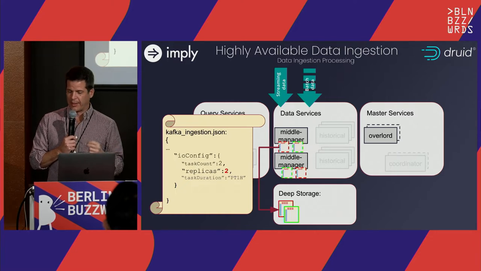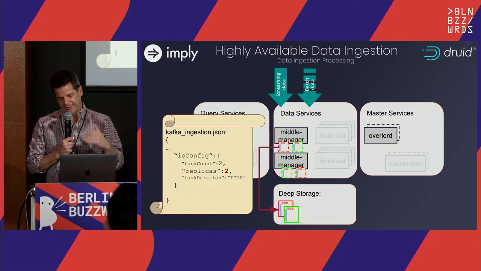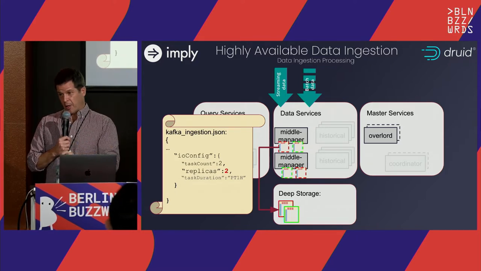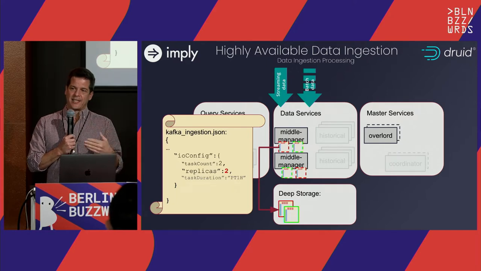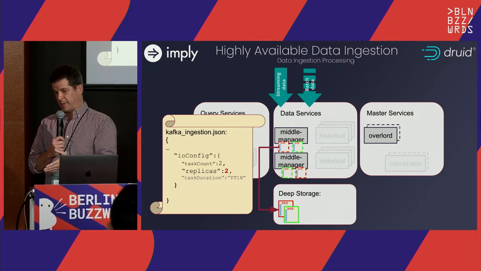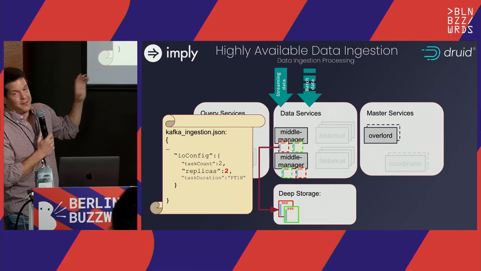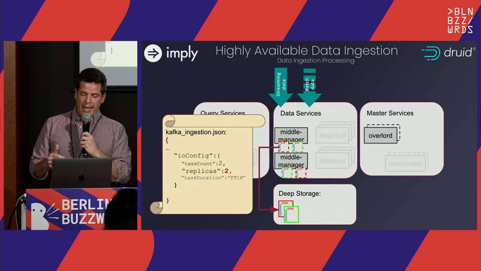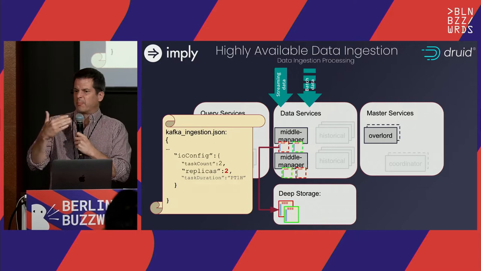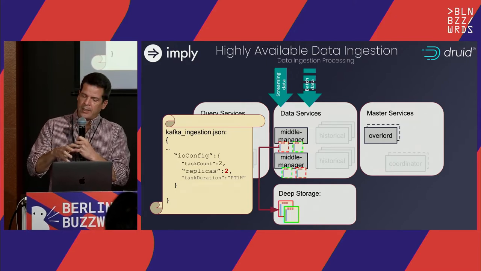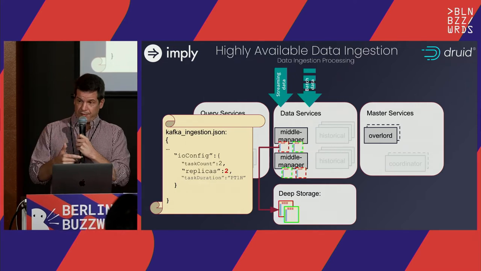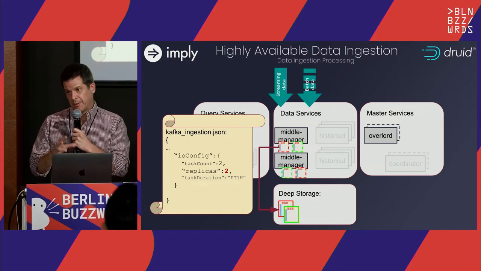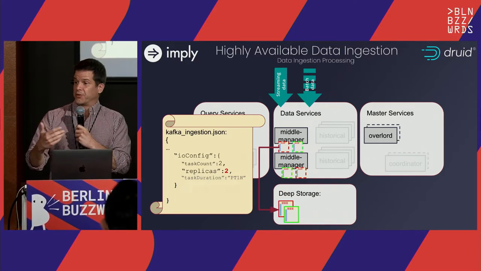Druid provides a way of avoiding that by defining your ingestion process with replica tasks. This means that you're doing double the work: you're ingesting from the same set of partitions on 2 different middle managers. The red ones are the same set of data, and the green ones are also the same set of data. As soon as one of them completes the time frame it's consuming from, the other one will be discarded. But if there's a failure in between, the other one keeps going and keeps responding to queries. This is how you really provide high availability of the real-time ingestion.